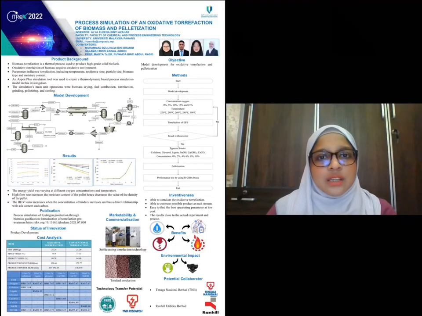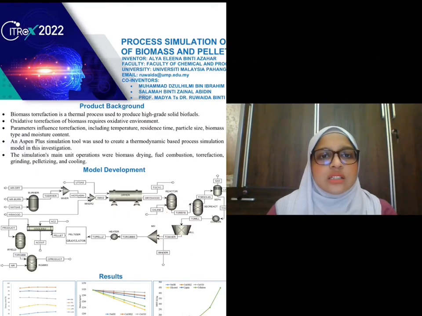Today we will present our final year project. Our group title is a process simulation of an oxidative torrefaction of biomass and pelletization process. Biomass is known to be the largest renewable energy today, as it contributes about 10% of the world's main supply. Malaysia has an abundance of biomass that is mainly produced from the oil palm plantation.